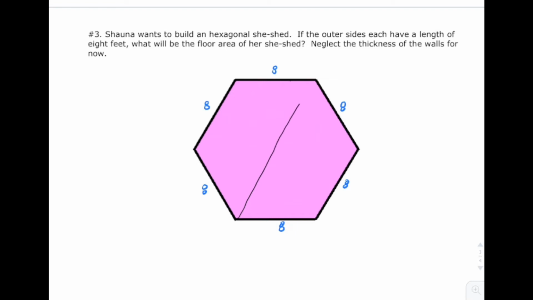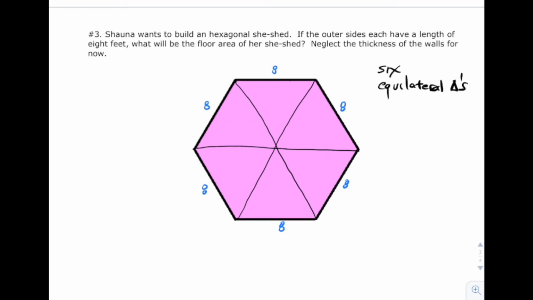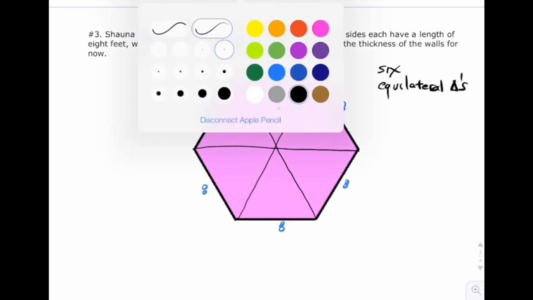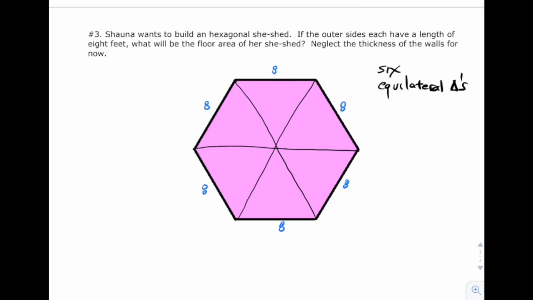Hexagons, if you join the opposite sides, they're basically made up of 6 equilateral triangles. That's worth writing down. 6 equilateral triangles. Which means that if that side is 8 foot and that side is 8 foot, well, equilateral triangles means all the sides are the same. So that's an 8, that's an 8, that's an 8, that's an 8, that's an 8, that's an 8. And so that means that it's 16 feet across there.